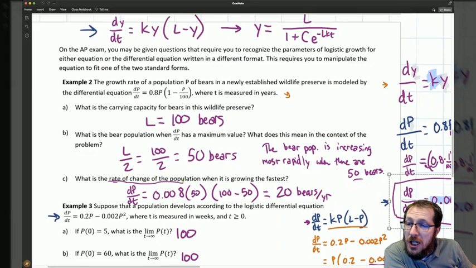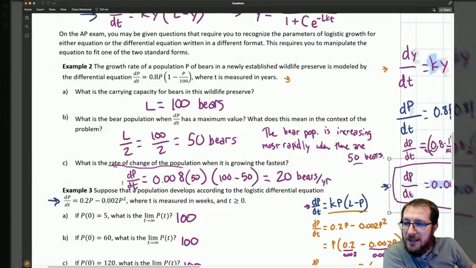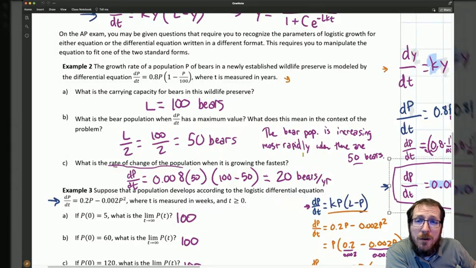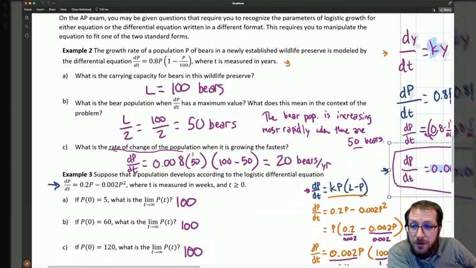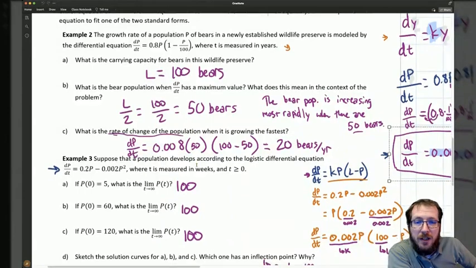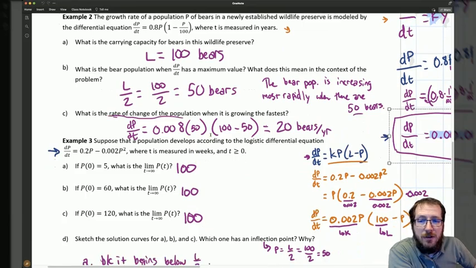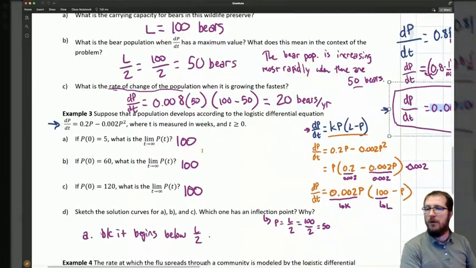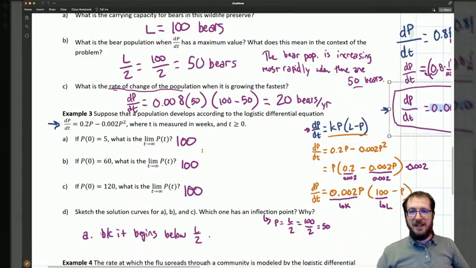C, what is the rate of change of population when it is growing the fastest? Rate of change, that's our differential. If we had our y equals equation, we could do our derivative like we did in the last example. We've got our differential now, so we can just plug in that population for P and find what that is. 20 bears per year. Make sure you plug it in both places. Simplify, make sure you do order of operations. 20 bears per year. That's at that inflection point.